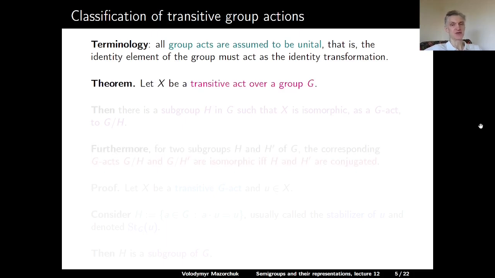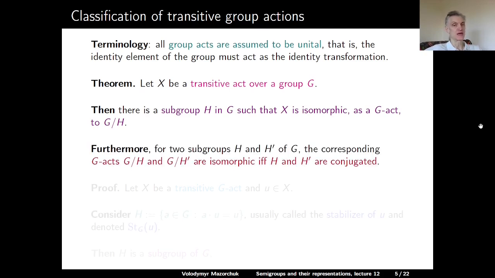Theorem: let X be a transitive act over a group G. Then there is a subgroup H of G such that X is isomorphic as a G-act to the action of G on the coset space G/H. Furthermore, for two subgroups H and H' of G, the corresponding G-acts G/H and G/H' are isomorphic if and only if H and H' are conjugate in G.